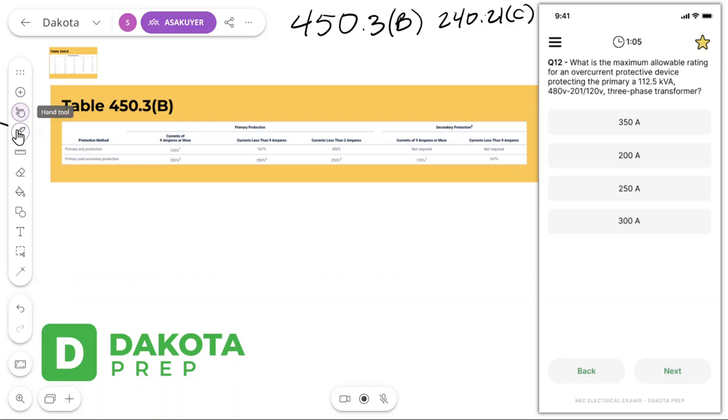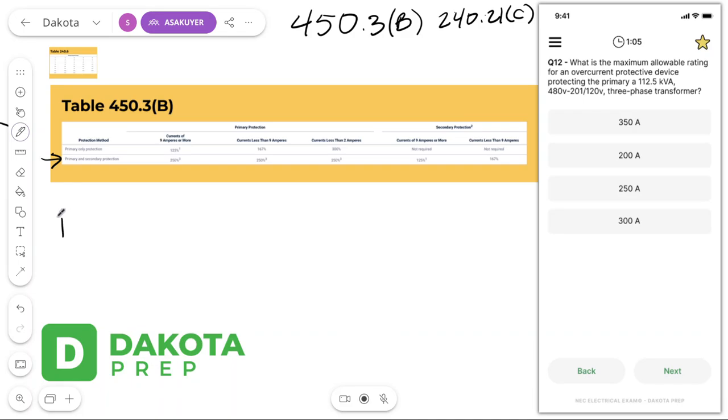The question is, hey, what size overcurrent protection do you need on your primary? Okay, well, first things first, we have to decide, do we have current of 9 amps or more? We know we need primary and secondary protection. We know we're going to be in row 2 here. So, okay, is it 9 amps or more? I don't know. I'm going to assume probably so. Like I said, got a big transformer.